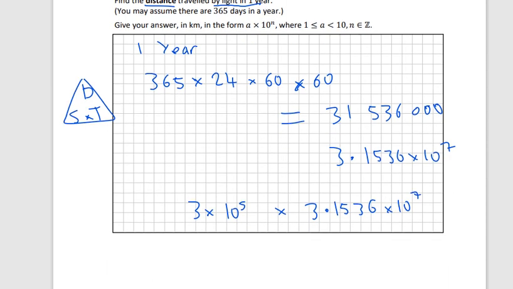And then you multiply those two things together. You can use a calculator. And it gives us that times 10 to the power of 12. And that's it. They want it in that form again, scientific notation or standard form, whatever way you want to call it.